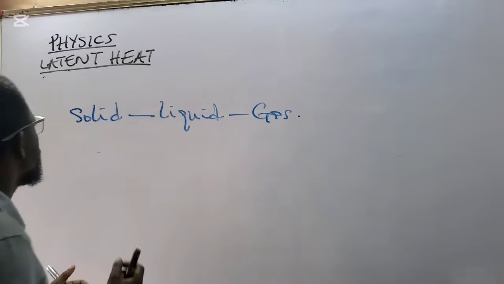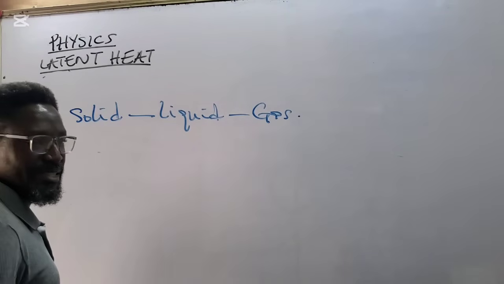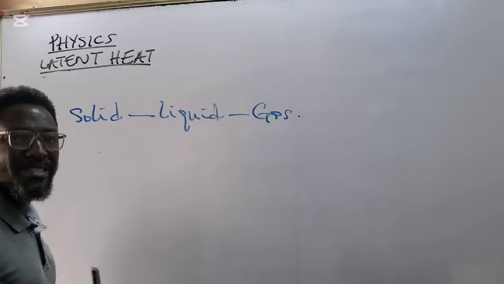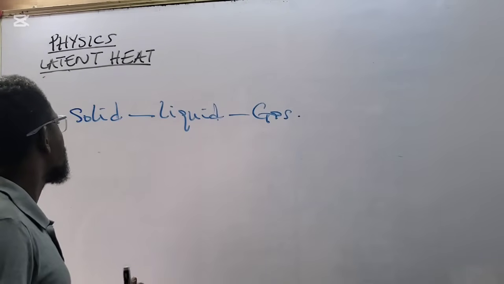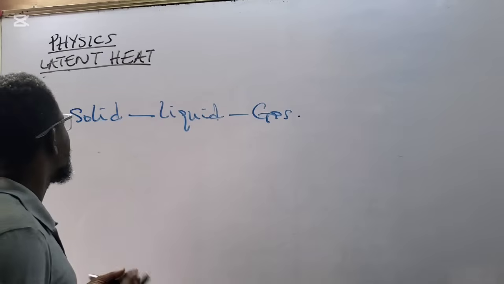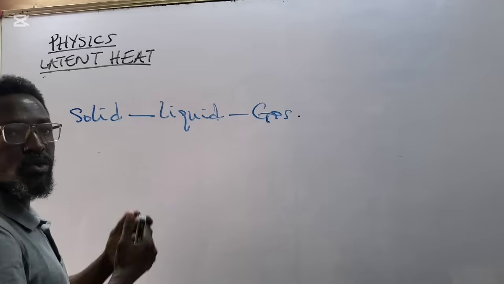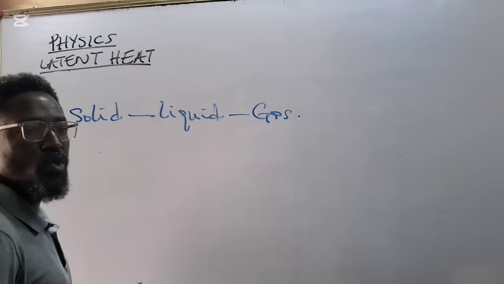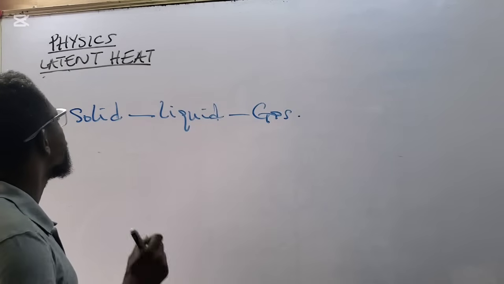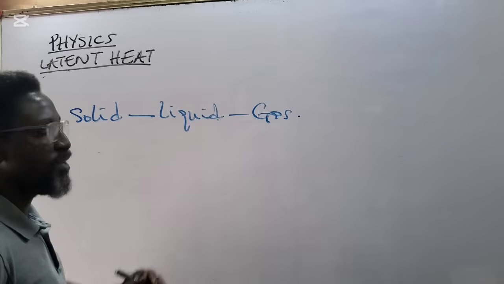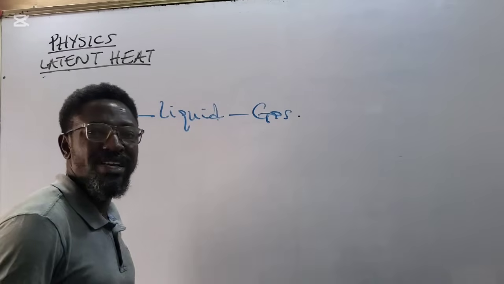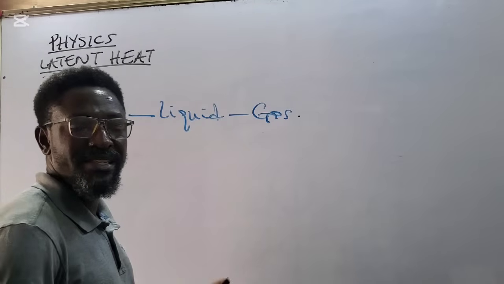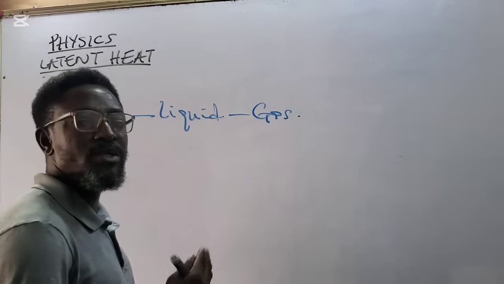Now, I will not refer to specific latent heat. We'll talk about specific latent heat of fusion. The specific latent heat of fusion simply refers to the heat required to change unit mass, or 1 kg, of solid to liquid at the same temperature. While the specific latent heat of vaporization of a liquid simply refers to the heat required to change a unit mass, or 1 kg, of liquid to gas at the same temperature. So that means there is no temperature change.